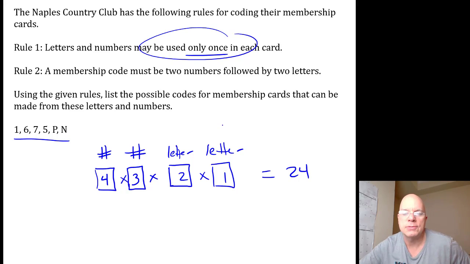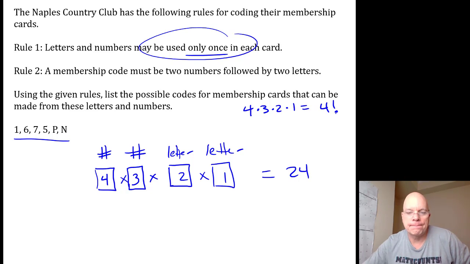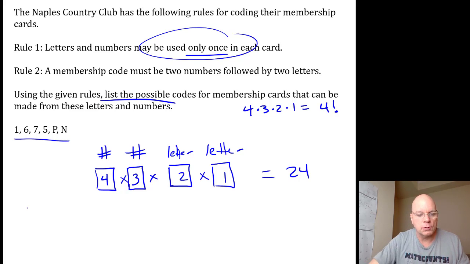By the way, 4 times 3 times 2 times 1 is 4 factorial. But we're getting 4 factorial coincidentally here and not for the reason you'll start to see factorials pop up so much when we start to focus on combinatorics. What this question was asking us to do when it said to list the possible codes would be more like a tree diagram.